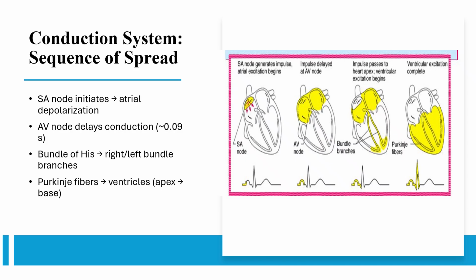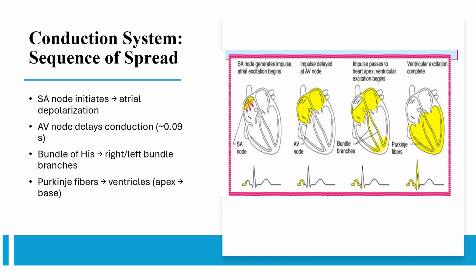Next, the impulse reaches the atrioventricular node, where conduction slows down by about 0.09 seconds. This brief AV nodal delay is vital because it allows the ventricles time to fill completely before they contract. Think of it as a well-timed pause that keeps the rhythm efficient.